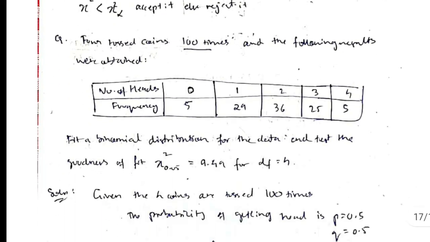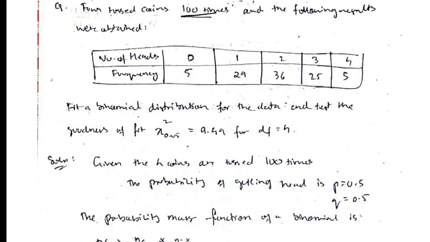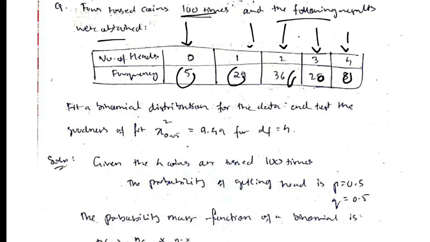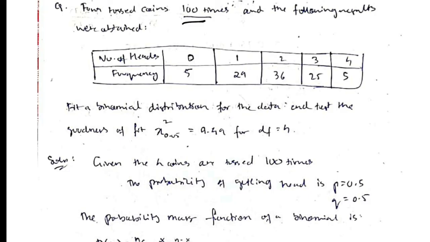Okay, so the question can be of this type: 4 coins are tossed 100 times and the following results were obtained. Okay, the number of heads is given here and how many times that number of heads was obtained is given here. Okay, what we have to do first is, if they have not given 100 here, we'll add all the frequencies, and we'll get here 100.